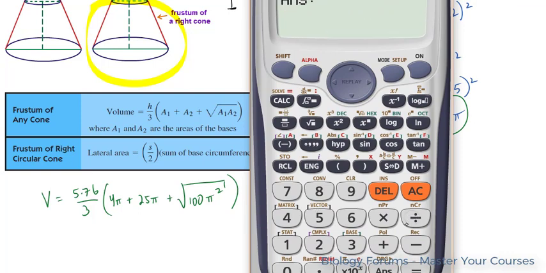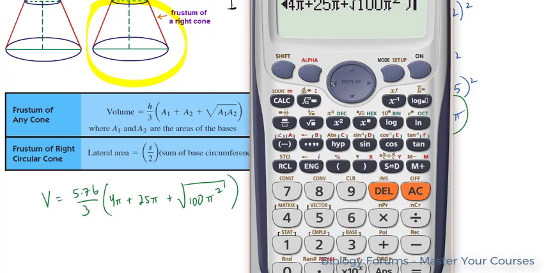The answer divided by 3, bracket, 4 shift pi plus 25 shift pi plus square root of 100 shift pi to the power of 2. Close the bracket. And it looks like everything's correct and equals. And that is really tiny.